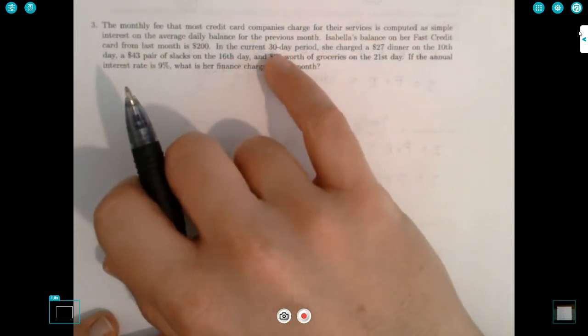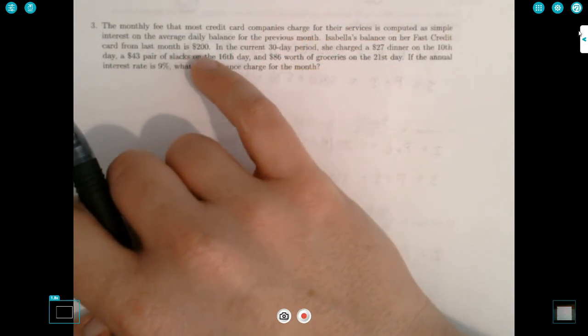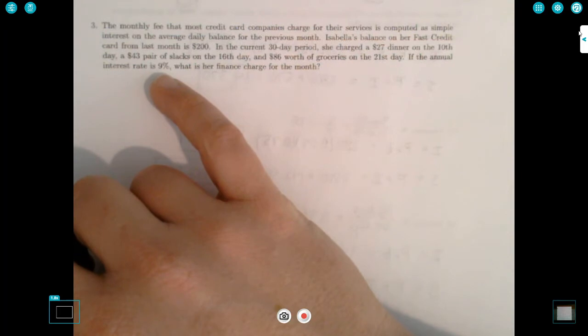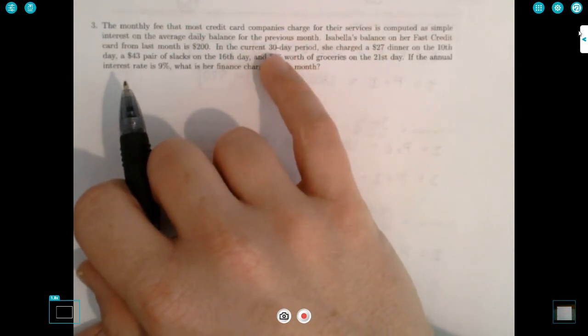Okay. So this is kind of tricky, but we'll assume that this month is 30 days long, right? Because we're told that it's a 30-day period. And we're told that she has a balance from the previous month, and that balance is $200. So the fee that they charge is going to be the annual interest rate times 30 out of 365 times her average daily balance.